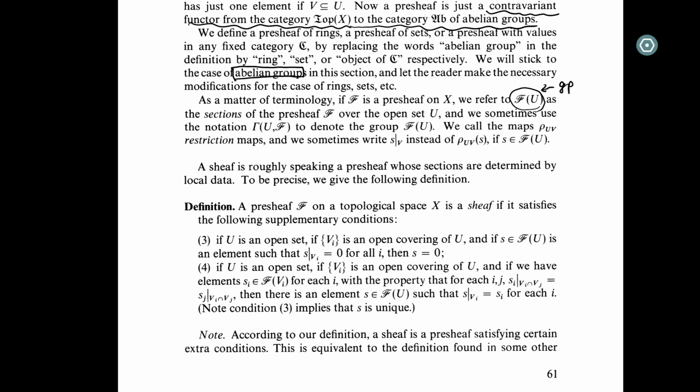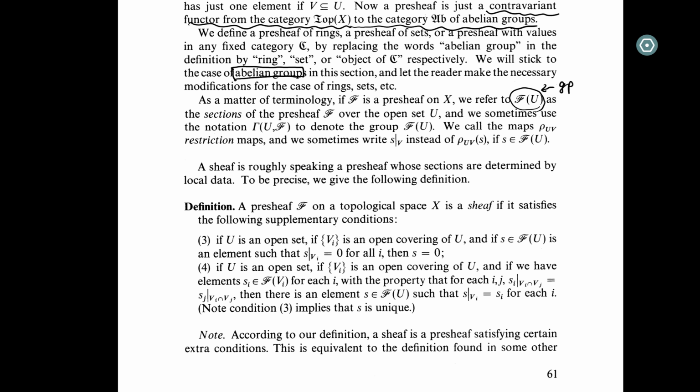So you want to know how this contravariant functor from the category of open sets of X to the category of abelian groups works. To know this functor, you have to tell me, on each object of your starting category, this open U, what is the group F(U)? These are the sections on U.